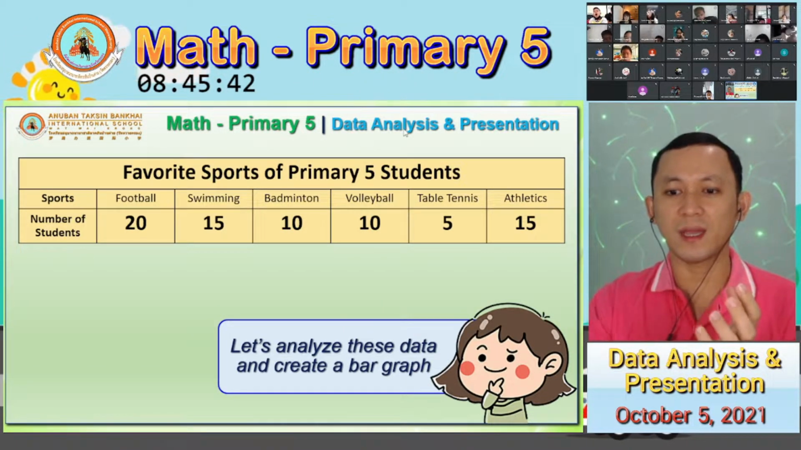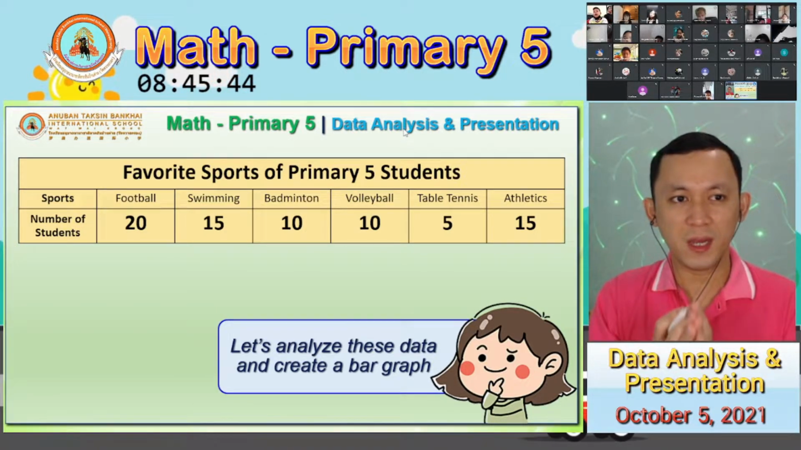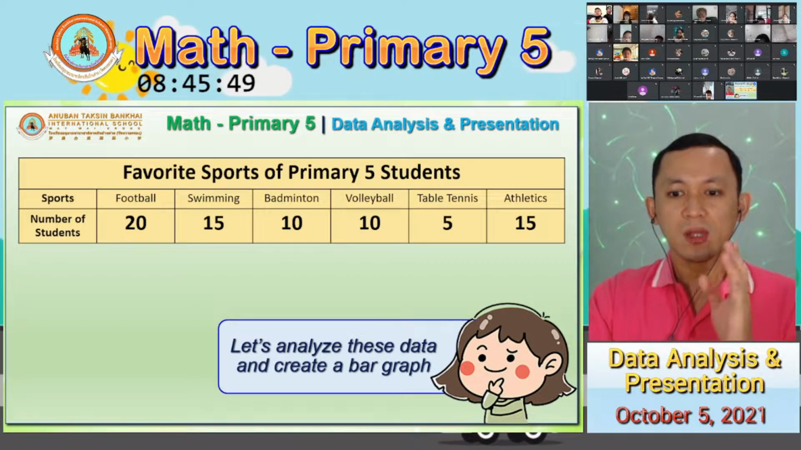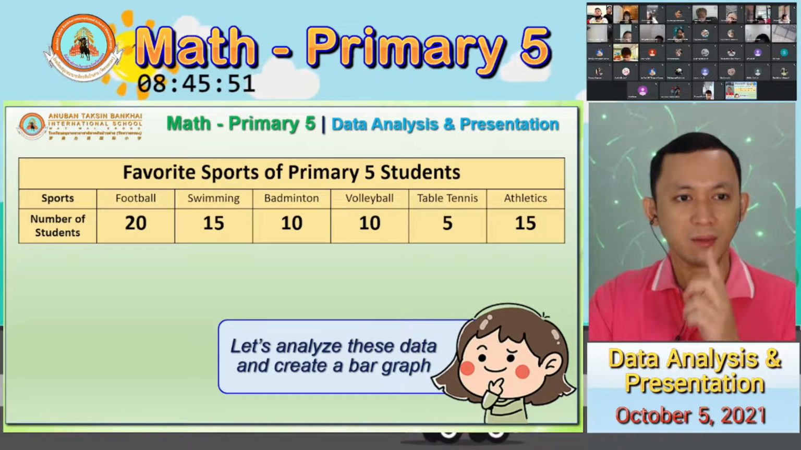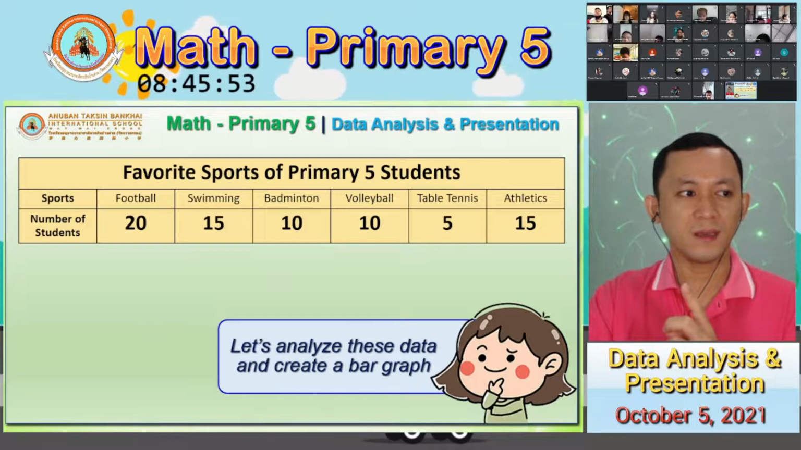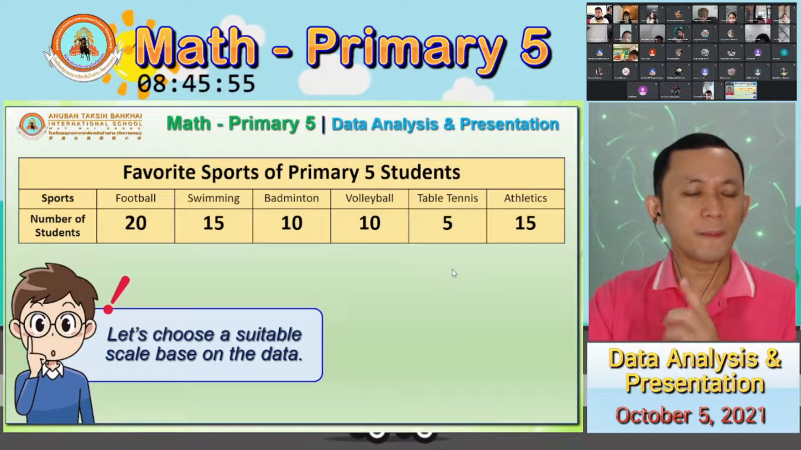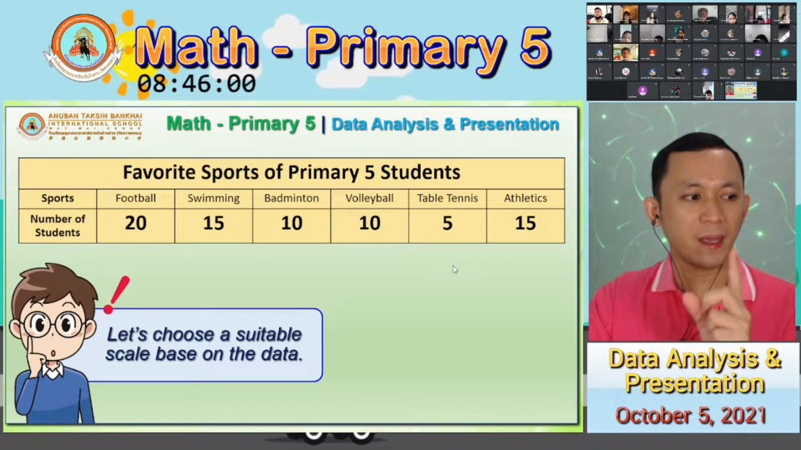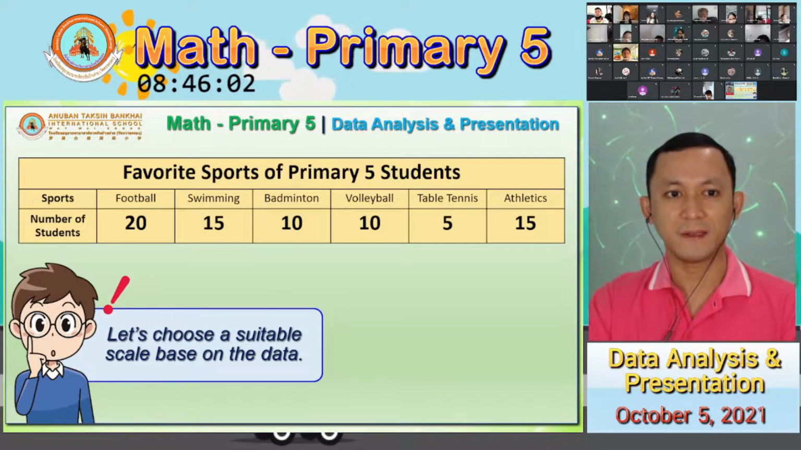So these are now our data. Teacher, we have now the information. So today we are going to use this to make a bar graph. Okay, so here, first let's choose a suitable scale based on the data.